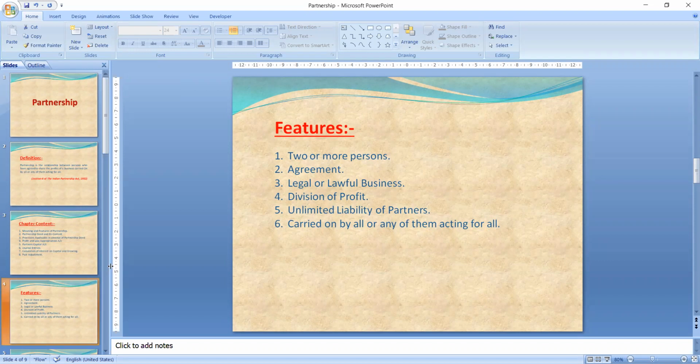Agreement means there should be an agreement, because if there is no agreement, then how can the business be operated and how will we divide our profit? If we do something together, then we require an agreement. If 2 persons come together to do something, or to go somewhere, or to eat something, there should be an agreement, impliedly you can say.